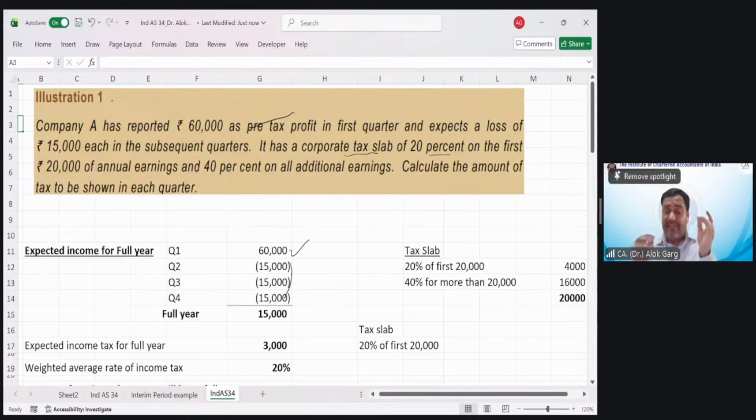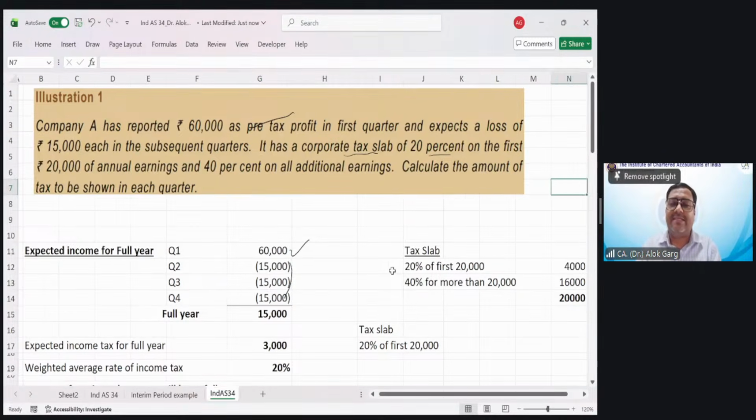Okay. So friends, company reported 60,000 rupees in the quarter one. Every quarter it is expecting a loss of 15. So what is my full year profit? If in Q1 there is a profit of 60, in Q2, Q3, Q4 there is a cumulative loss of 45,000. My full year expected profit is 15,000. Okay. The corporate tax slab is 20% on the first 20,000 and 40% on the additional earnings.